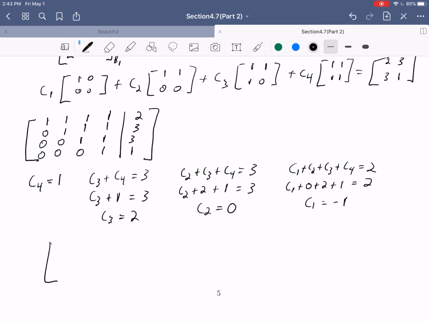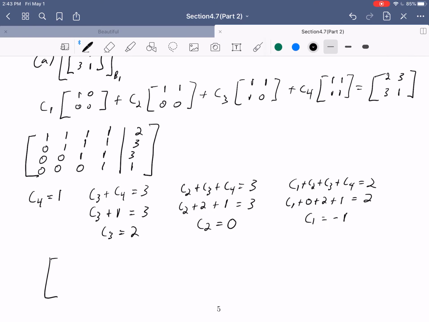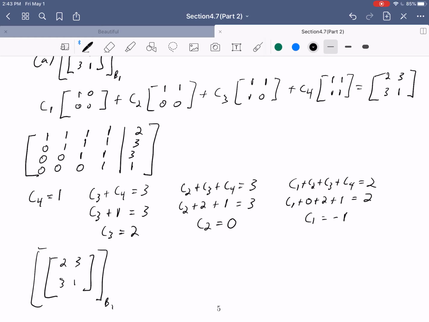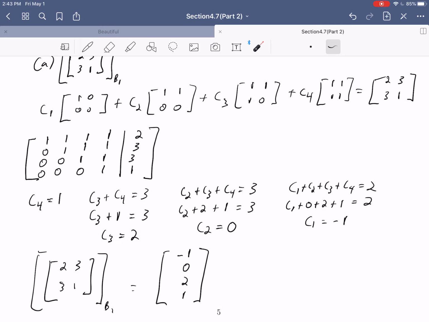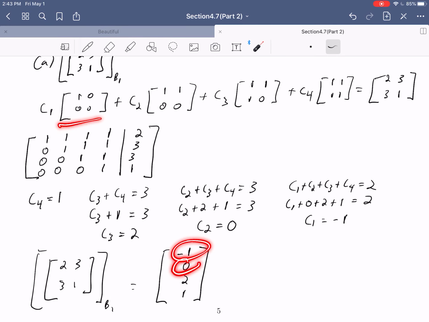So what we're saying here is that this matrix, 2, 3, 3, 1, if we want to represent it in terms of B1, we can think of that as the component vector negative 1, 0, 2, 1. In other words, we need negative 1 times the first basis element, 0 times the second basis element, 2 times the third basis element, and 1 times the fourth basis element to create this. And if you want, you can check on your own that negative 1 times this, 0 times this, 2 times this, and 1 times this really does give you that. This is the correct component vector representation.